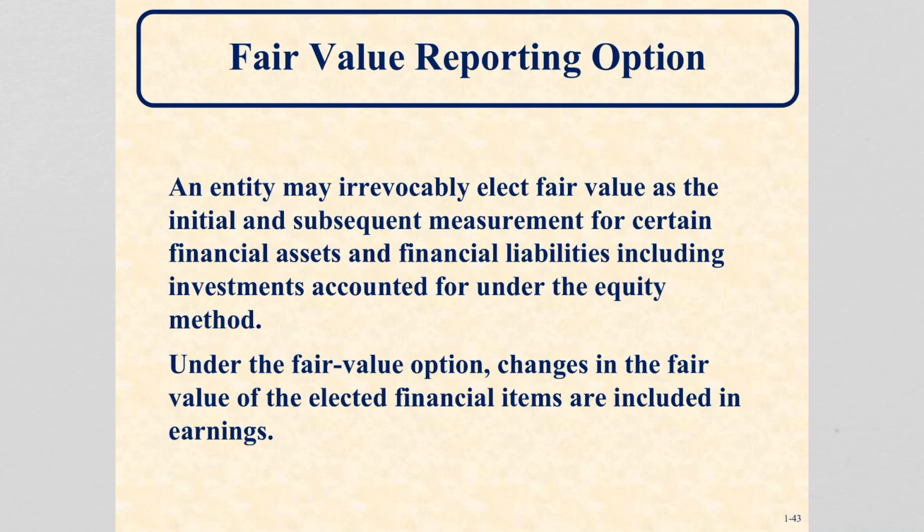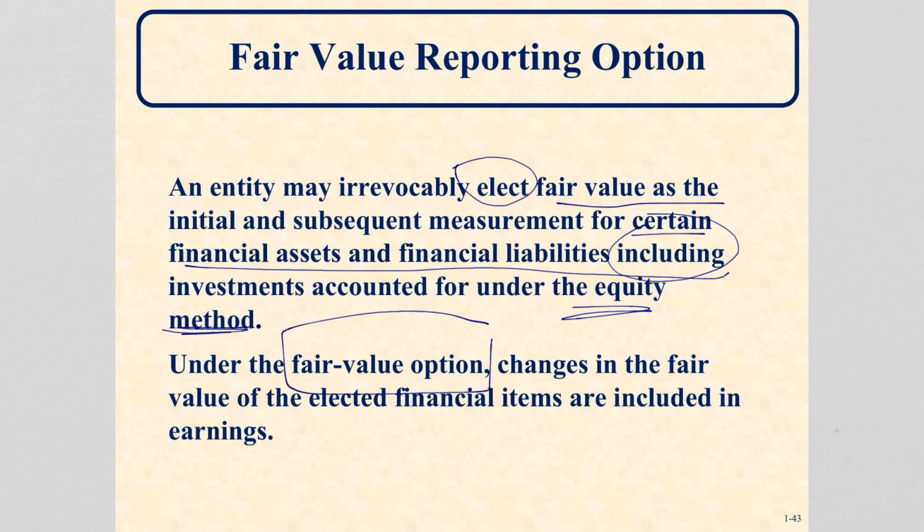And what it is, you make an option. You elect, so to speak, to apply fair value for certain financial assets and financial liabilities, including, that's the key word, equity method accounts. And so what happens there is changes in the fair value are applied to even what otherwise would be equity method investments, because you've elected to do the fair value. And that's it. Very good.